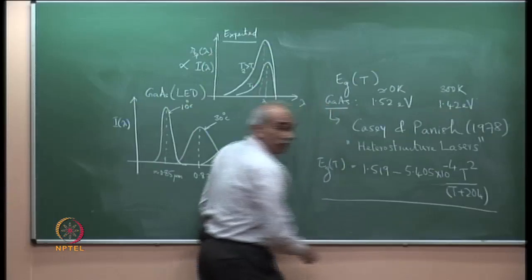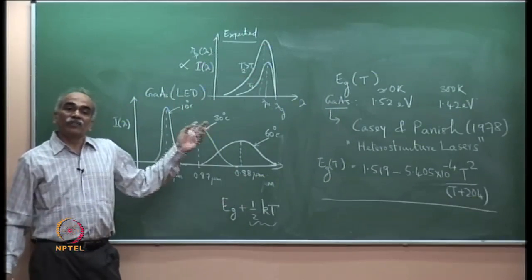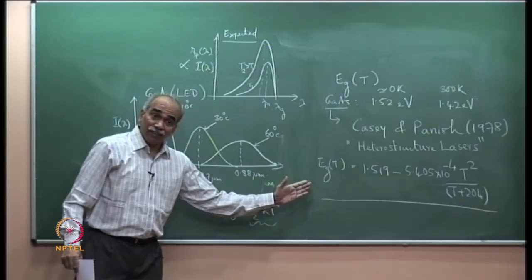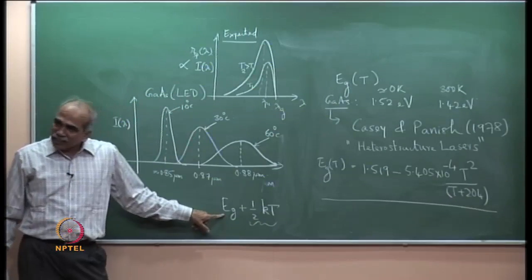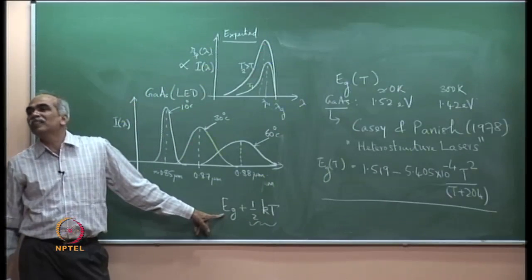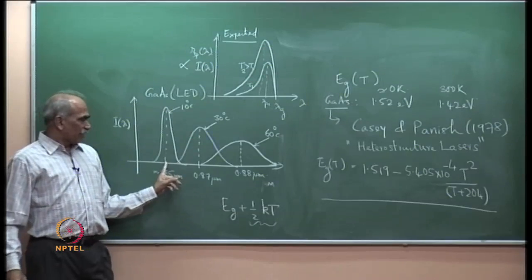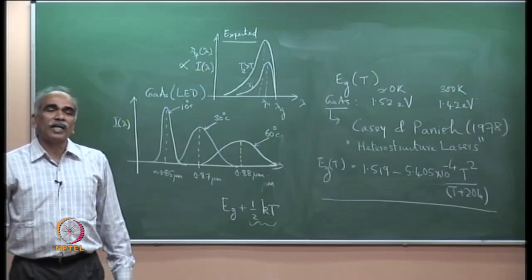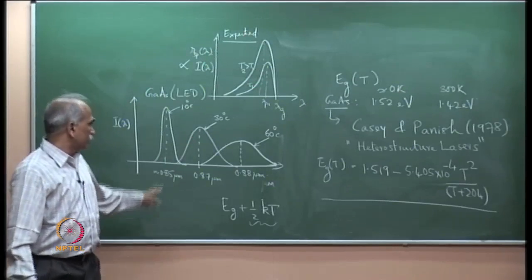Eg has a dependence which is more compared to this kT. Therefore, although kT was shifting to higher energy, the band gap Eg itself is decreasing. Eg is a function of T which is decreasing. That is why the net effect is it shifts to the higher wavelengths or lower energy.